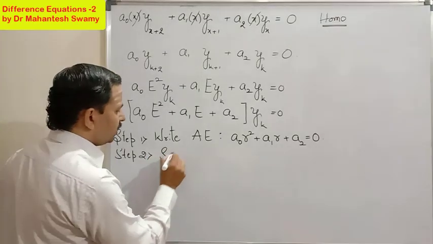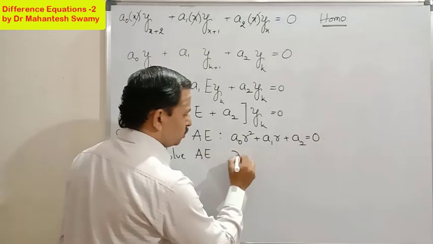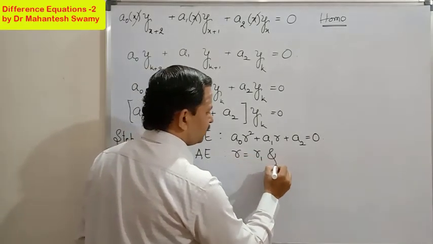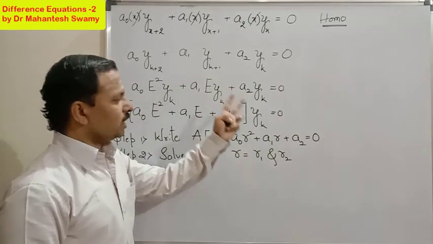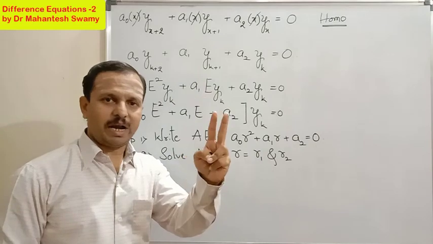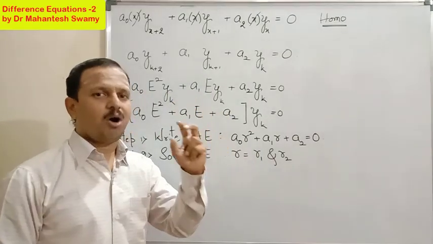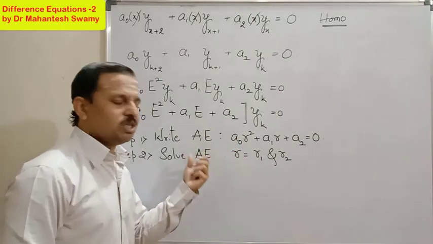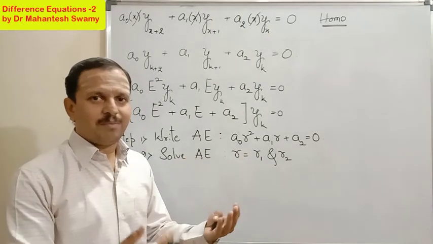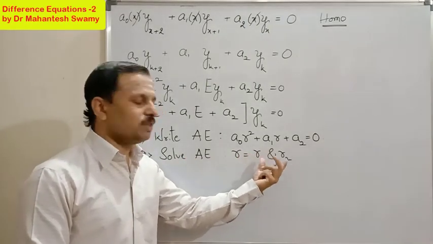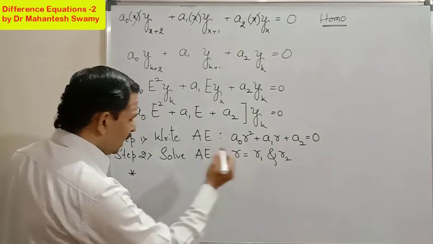If we solve the auxiliary equation, we will get the roots. How many roots will there be? There will be 2 roots, r1 and r2, because the difference equation is of order 2 and the corresponding auxiliary equation is a quadratic equation of degree 2. Now, there can be different natures of these 2 roots. That is, either the roots can be real and distinct.